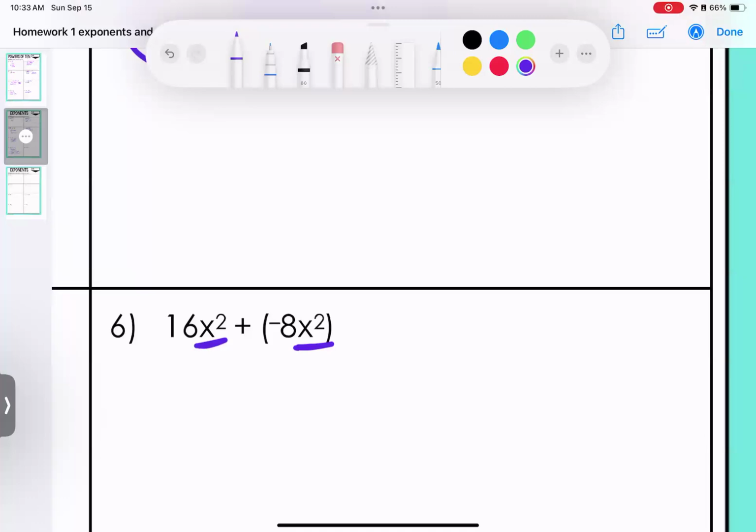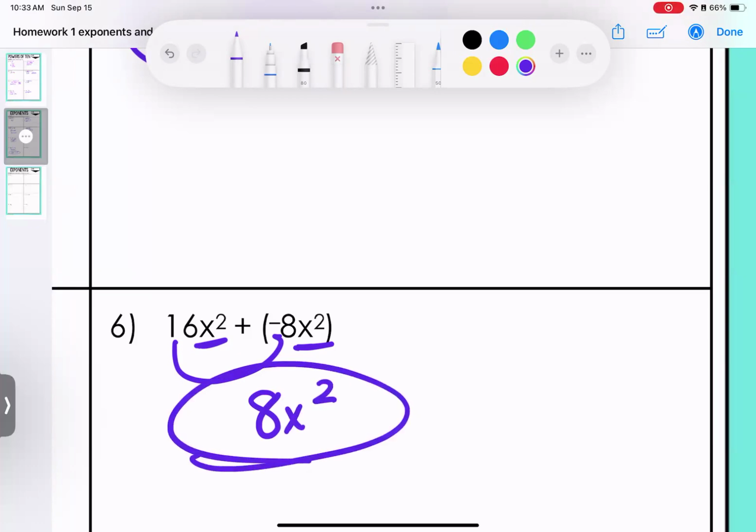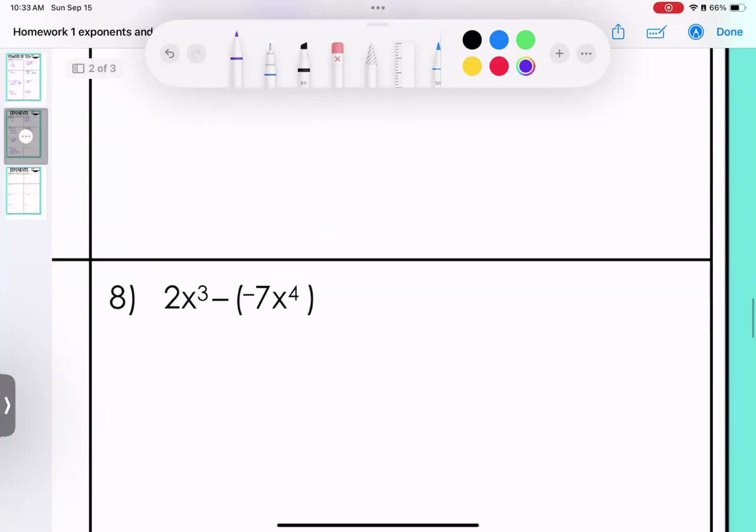They're opposite signs, so I'm going to subtract. 16 minus 8 is 8. Bigger number is positive, so that 8 stays positive. Bring down your x to the seconds. And then down here, keep, change, change, x to the third, x to the fourth.